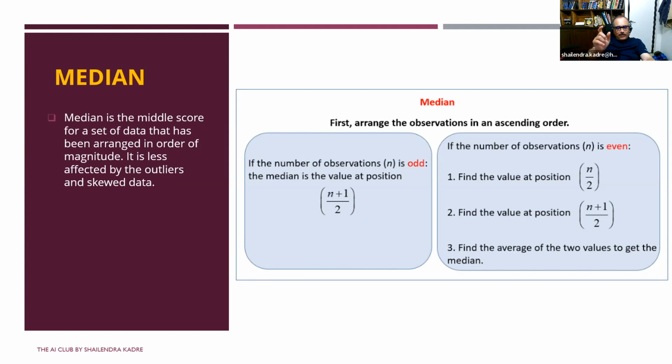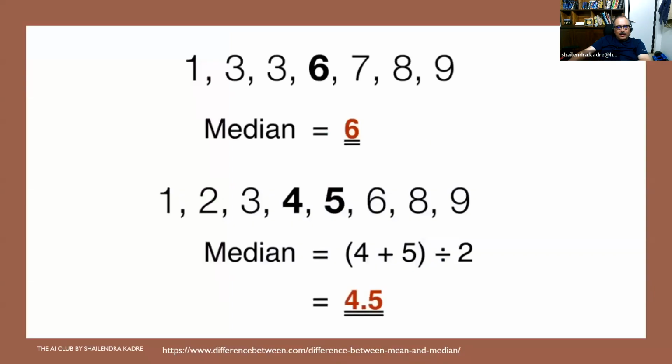But the formula is that the middle two numbers you have to add. See, I'll give you one example. Suppose there are 9 numbers. 9 is an odd number, right? 1, 3, 3, 6, 7, 8, 9.